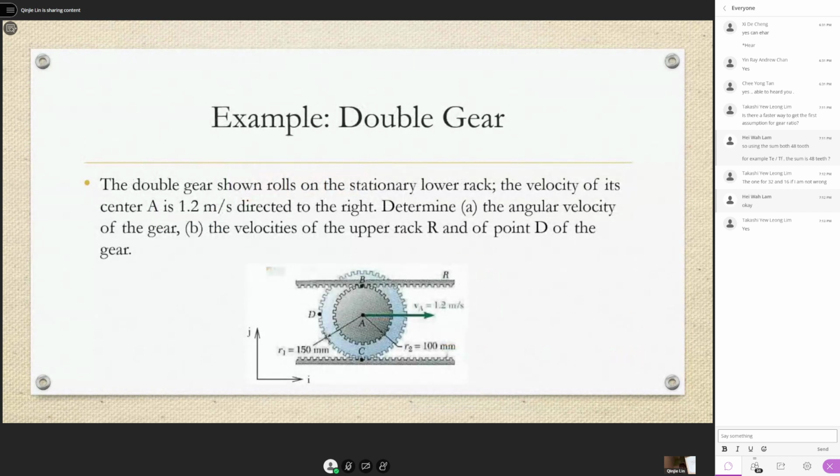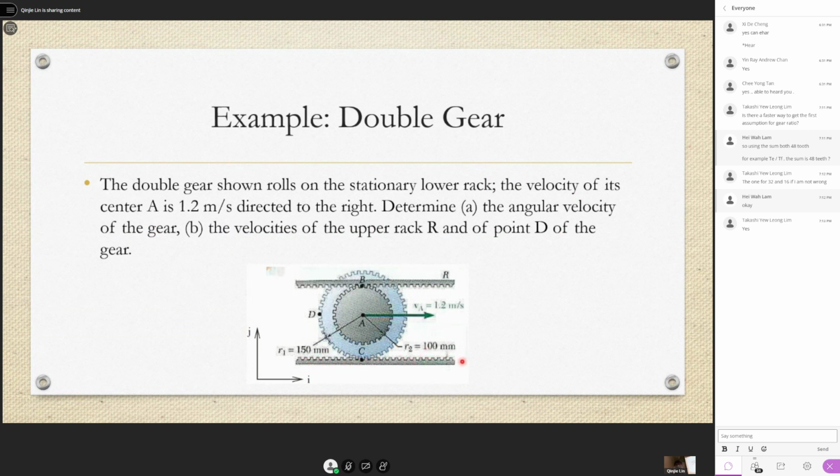Okay, so this is a gear example, double gear. The double gear shown rolls on a stationary lower rack. So the lower rack is not moving. The velocity of its center A is 1.2 meters per second directed to the right. Determine the angular velocity of the gear. That means the angular velocity of this gear. And the velocities of the upper rack R and point D on the gear.